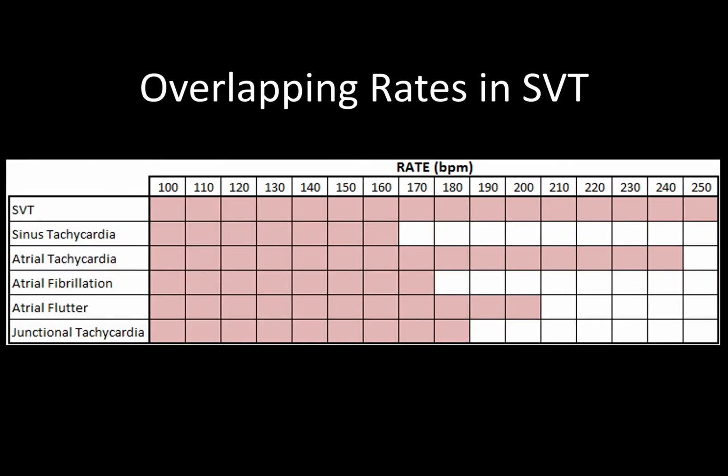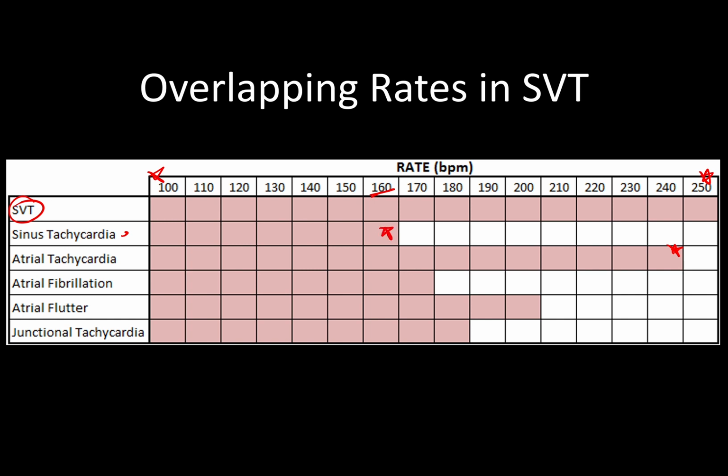As promised earlier, this is a graphical representation of how SVT encompasses so many different other rhythms. So you have SVT here at the top, and you'll note that it starts at 100. Technically, it can. And it goes all the way up to 250, which is the higher end of what the heart's even capable of. And in between, you have a lot of overlap. So sinus tach usually tops out around 160. Whereas you have atrial tachycardia, which can get way out here in the 240s. I'll actually do a star here.